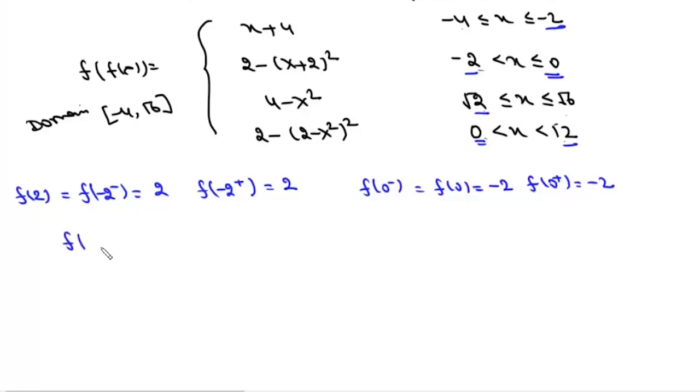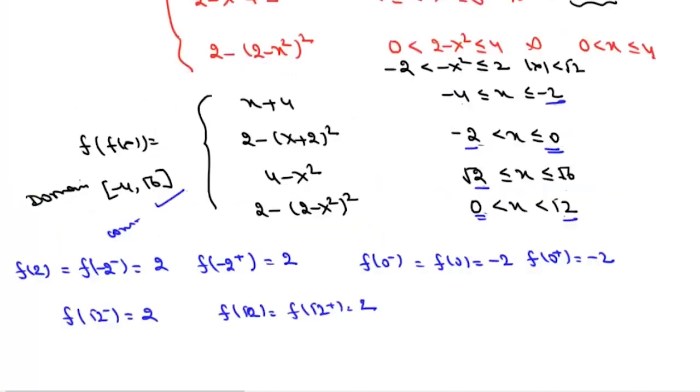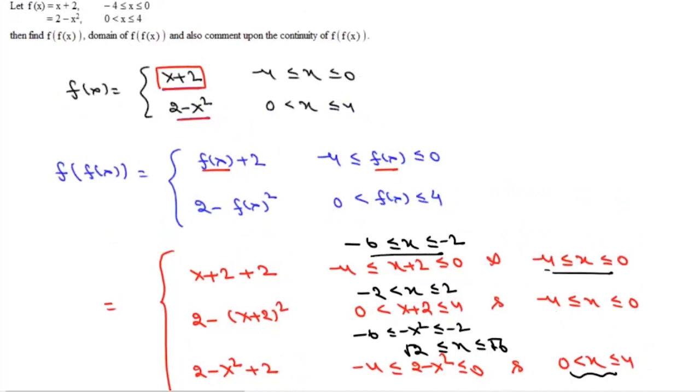Now f of root 2 negative, this is 0, 2, and f of root 2 will be equal to f of root 2 positive, and here it will be 4 minus 2, and it is 2. So this function is continuous in its domain. So we can find f(x) using the graphical method as well as using the algebraic method.